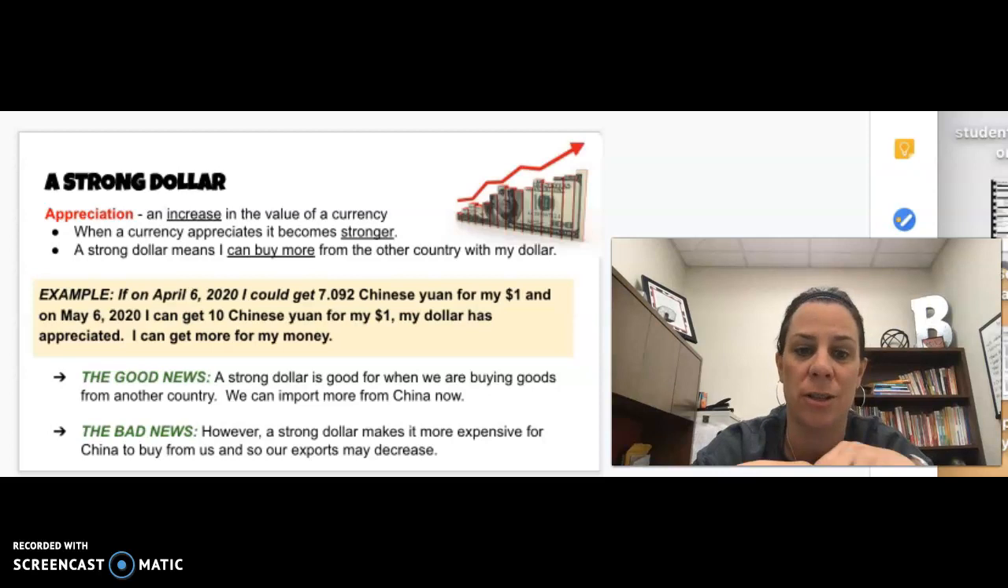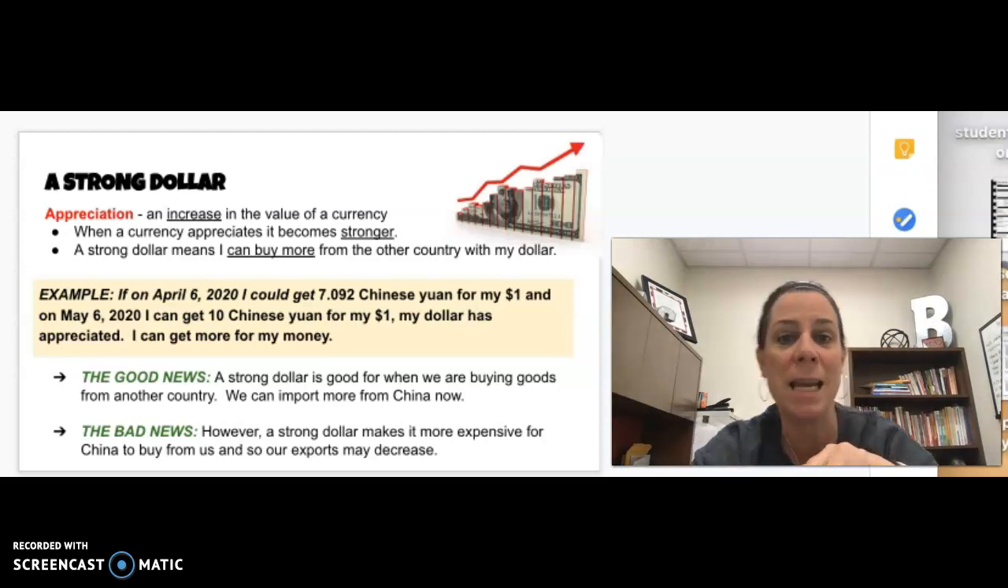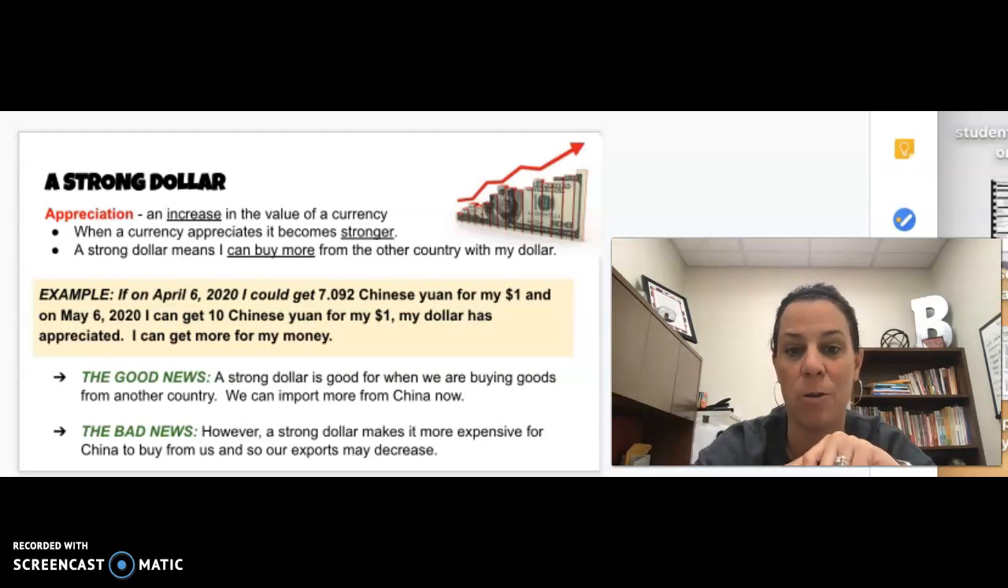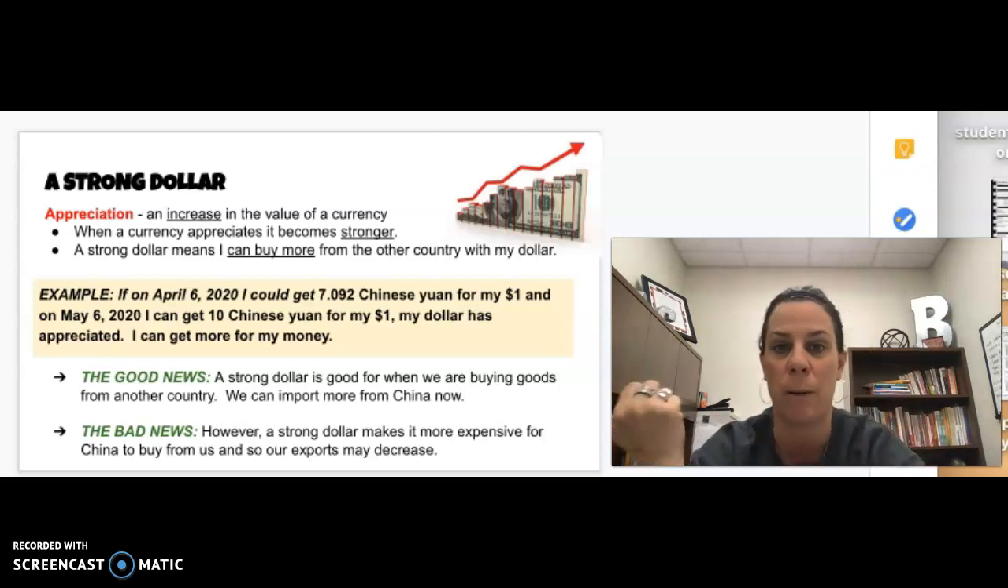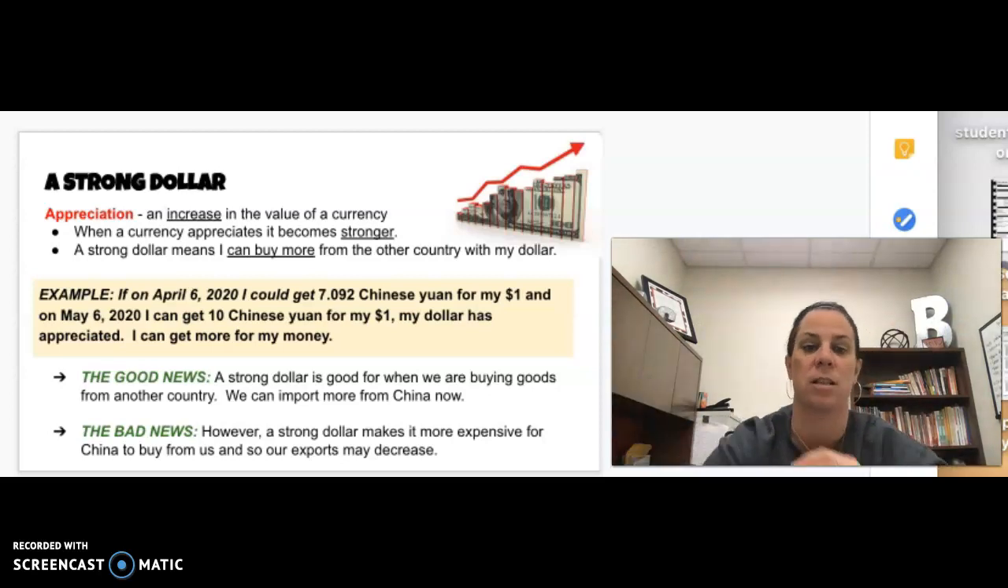So the good news is that when we have that strong dollar and we are buying goods from another country, it's a good deal for us, right? We can import more from China. So when I go to make my purchases in China, I can bring more into the US because I can get more. That's the good news. So if I'm a shopper, it's really good for me.